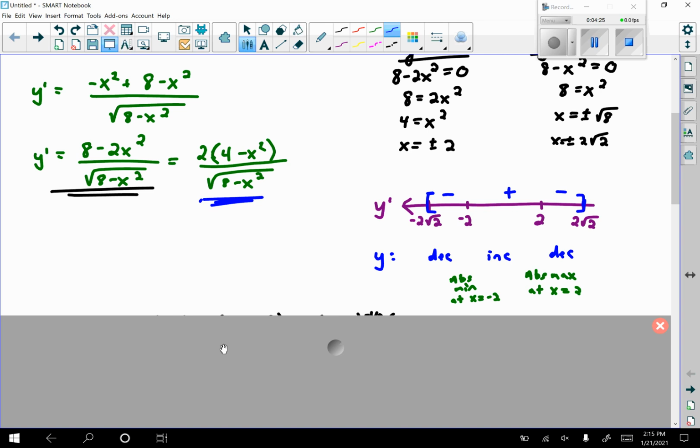Now we have to carefully find our second derivative. I'm going to use this version. We're going to use the quotient rule.